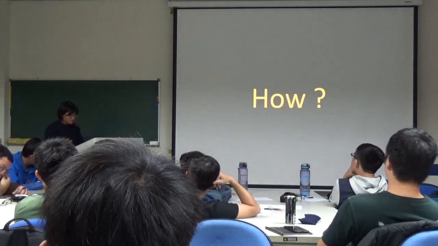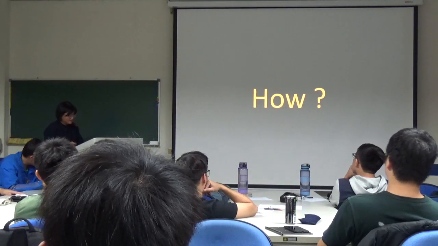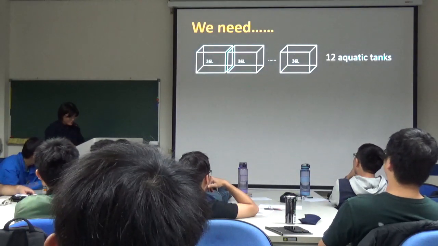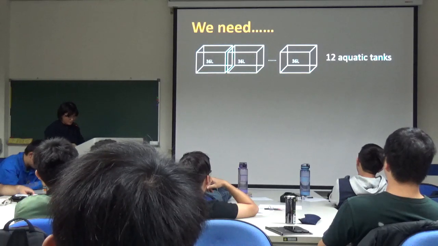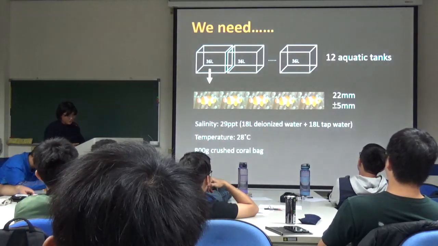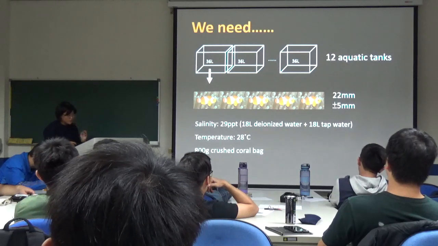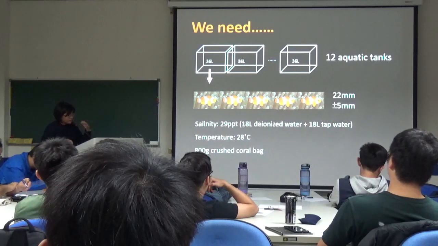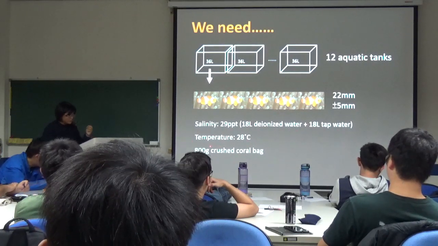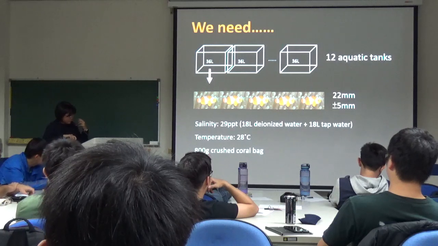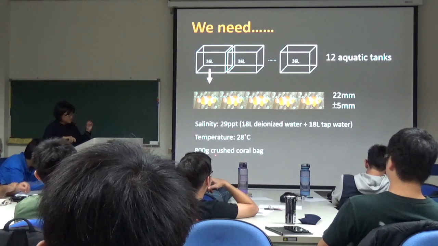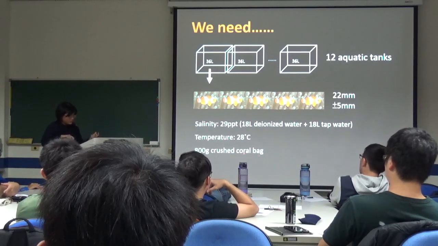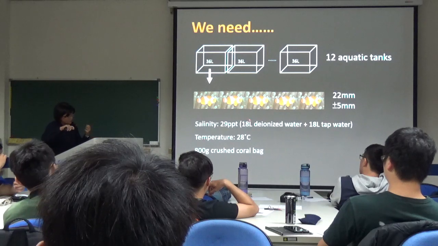And maybe you want to know how we do this study. Okay, we need 12 aquarium tanks, and we put 5 clownfish and salt water in each. We control the salinity and we control the temperature at 28 degrees. And we put in 800 grams of crushed coral bag. It lets us mimic natural conditions for the clownfish.